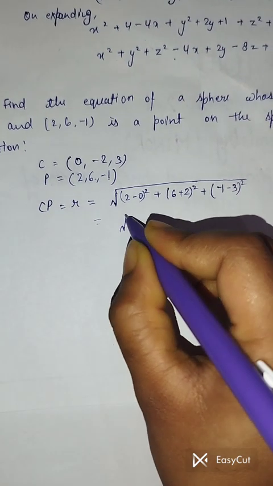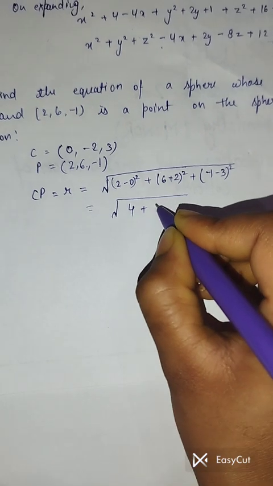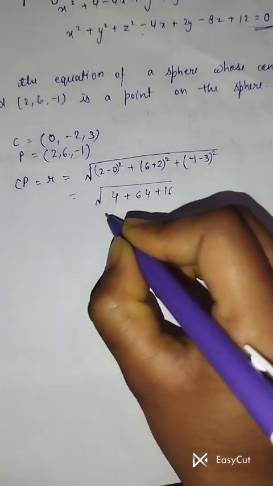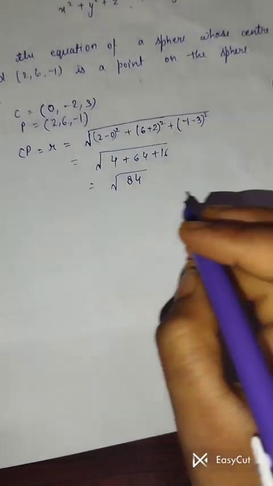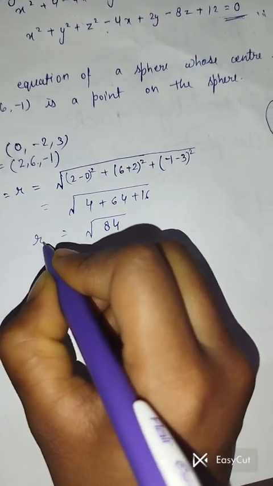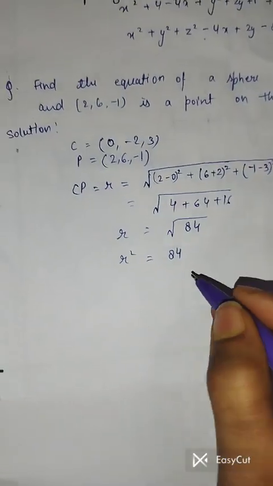So this comes up to root 84. So this is our value for R. Therefore r square will be 84.